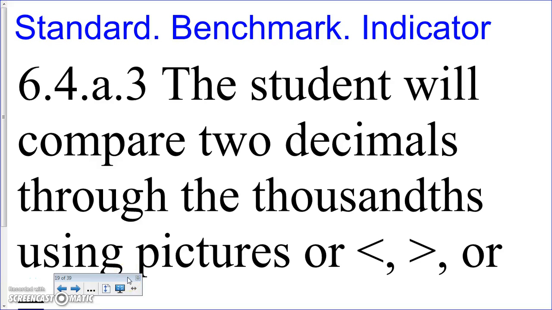Today we will be comparing decimals. Please copy the standard benchmark indicator down on a clean page in your math notebook. The student will compare two decimals through the thousands using pictures, greater than, less than, or equal to.